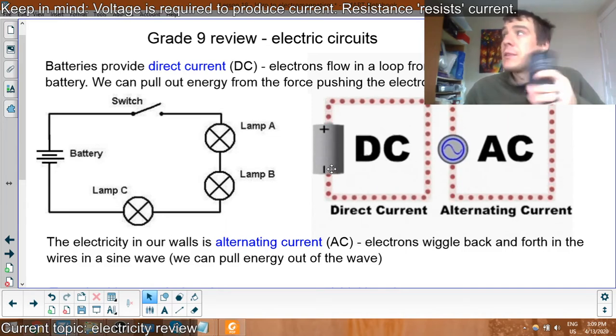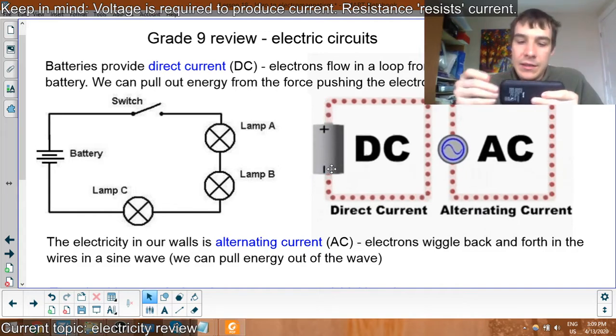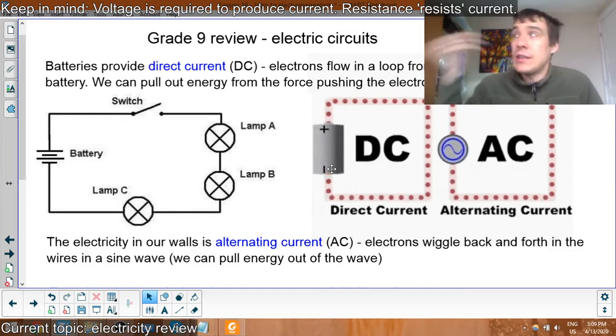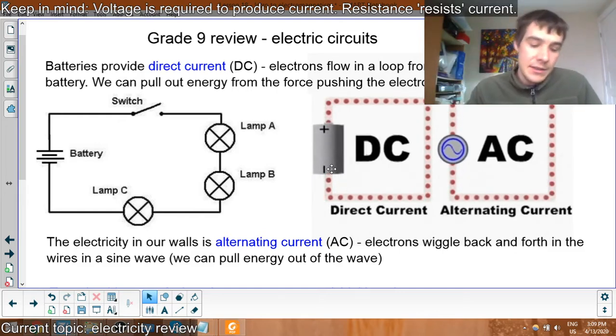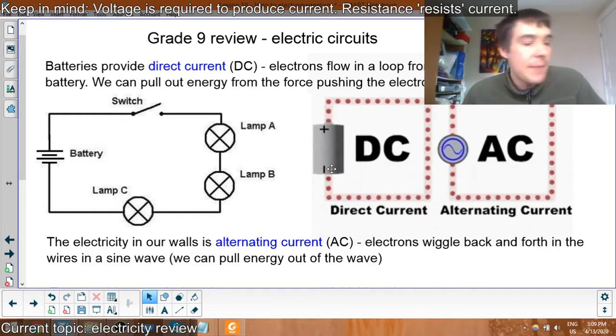So that's a battery. It produces direct current. There's no force that's driving the electrons the other way because it's chemicals. It's chemicals that want to release and want to absorb electrons. The electrons only want to go one way.